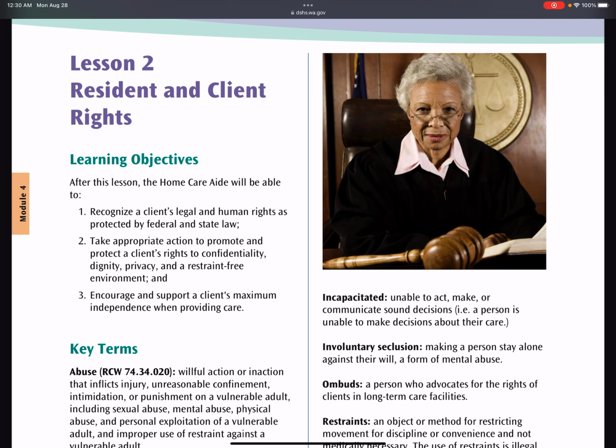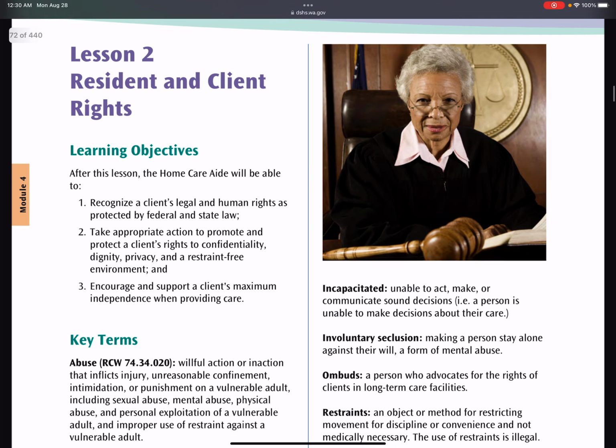Okay, lesson 2. Resident and client rights. A person's quality of life depends on the freedom to exercise their basic human rights. Part of your job as a home care aide is to protect the rights of the people you support.